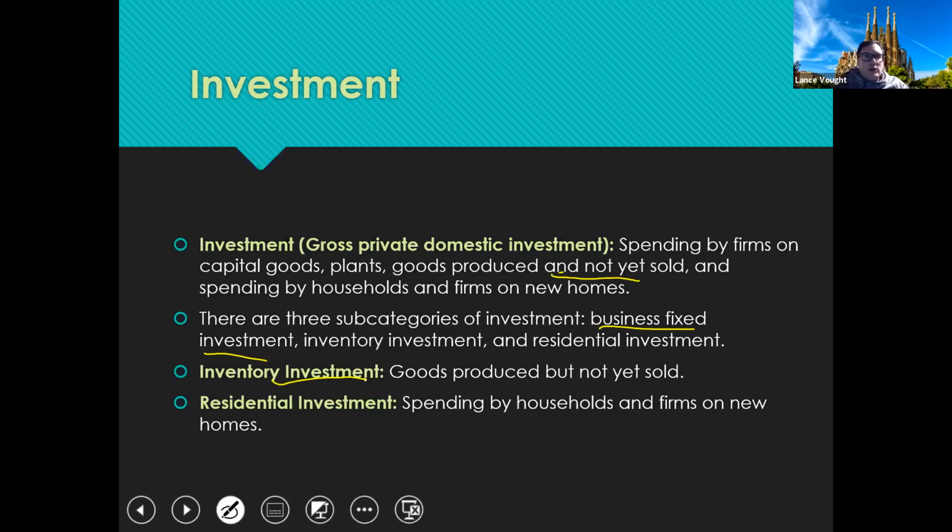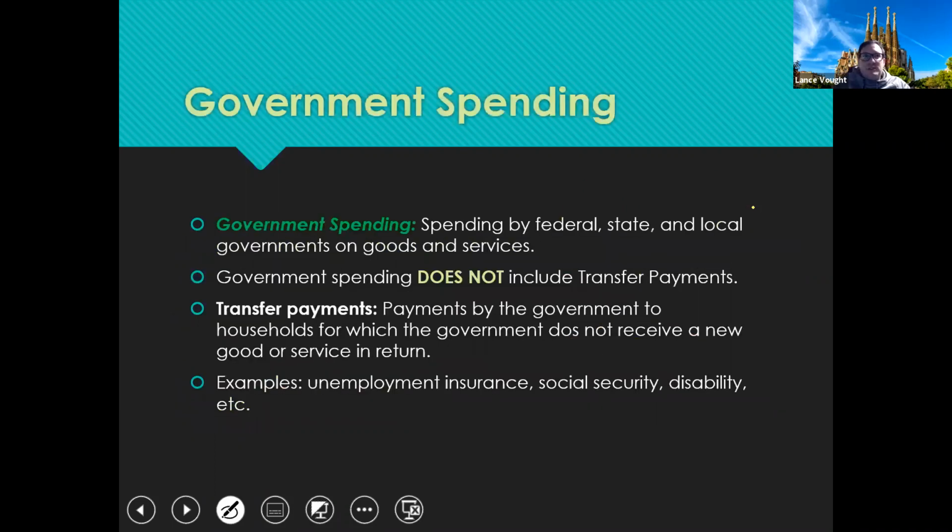So investment is the second largest component of GDP. It's somewhere between 20 to 25% of GDP. So like consumption was 70 to 75, investment is 20 to 25. Our third component is government spending.